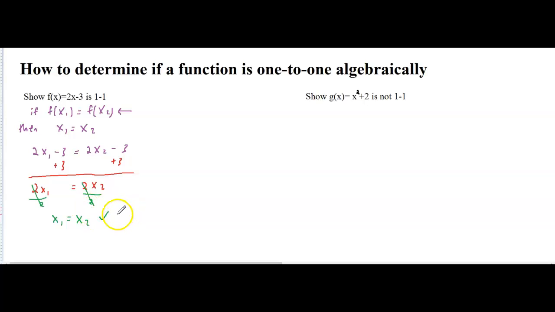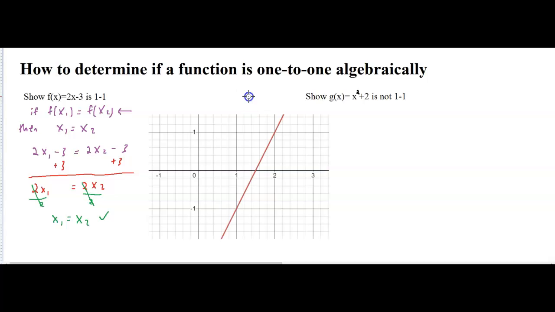x1 must be equal to x2, and that proves that f of x equals 2x minus 3 is a one-to-one function. You could also look at the graph just to really verify this. And here's the graph of 2x minus 3. And we see that if you were to use something like the horizontal line test, you only pass through that curve at most at one point. Let's look at the next one.